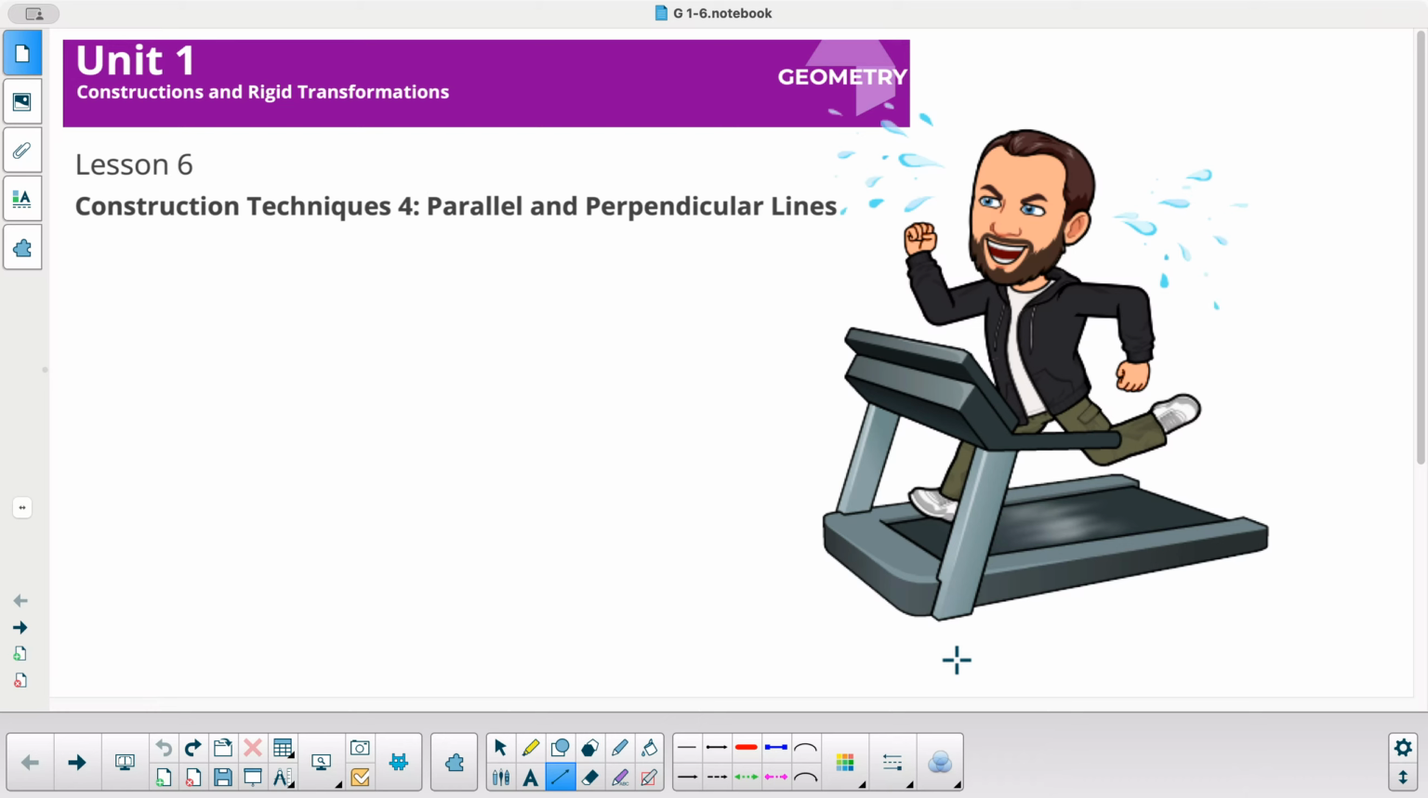Illustrative Math, Geometry, Unit 1, Lesson 6 is called Construction Techniques number 4, Parallel and Perpendicular Lines.